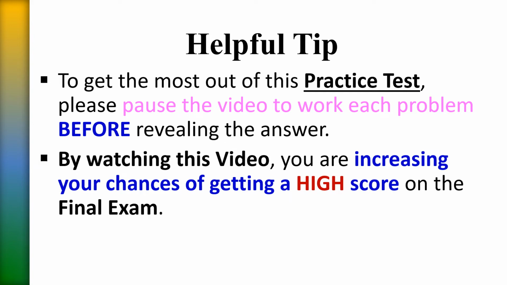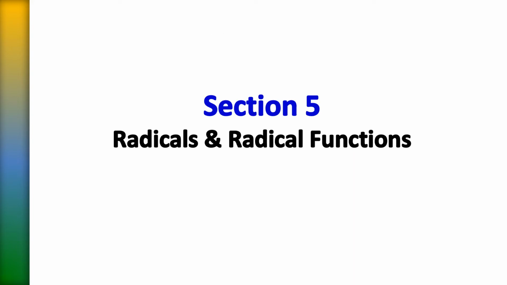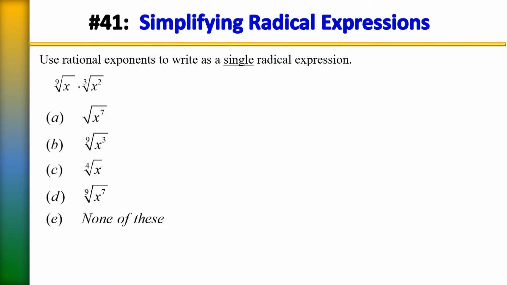So let's get started. Section 5, Radicals and Radical Functions. Number 41, use rational exponents to write as a single radical expression. So what is the correct answer? Choice D. So here we're given two radical expressions and we're asked to write them as one single radical expression. To do that, the first thing we would need to do is to rewrite both as rational exponents.